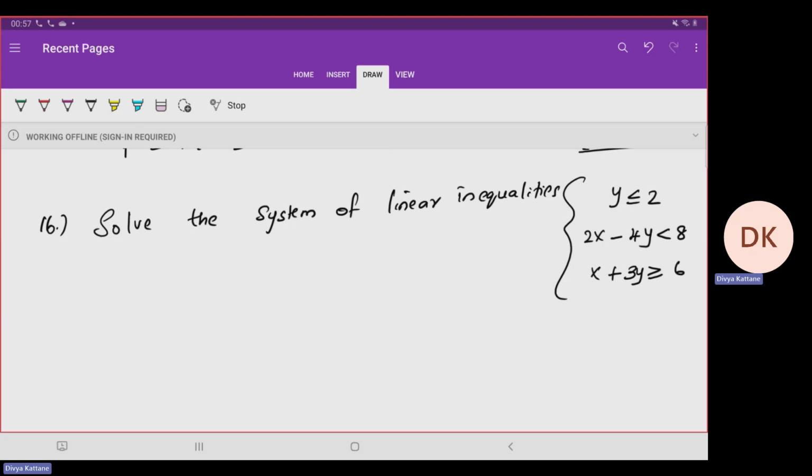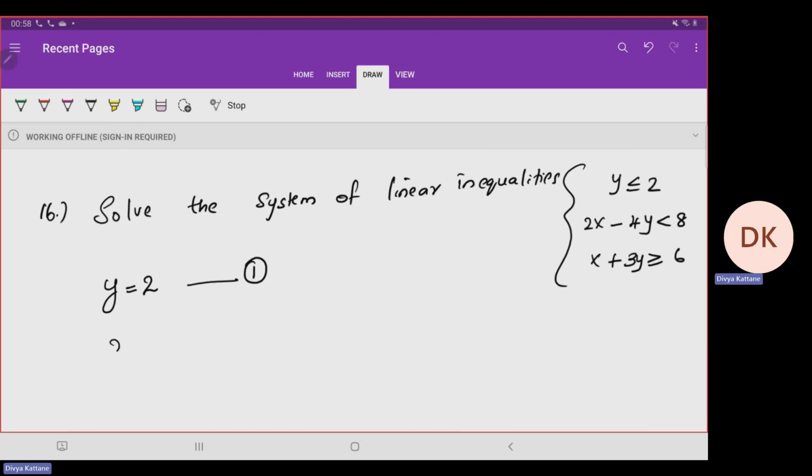If you need to solve linear inequalities, you need to use the graphical method. So first take the first inequality. It is y less than or equal to 2. First draw the graph for the equal sign, because I cannot directly draw the inequality. So first draw the graph of y equal to 2. That is your first graph. The second one is 2x minus 4y equal to 8.